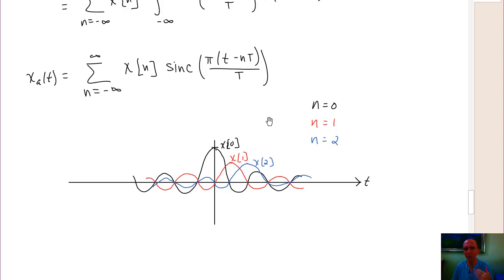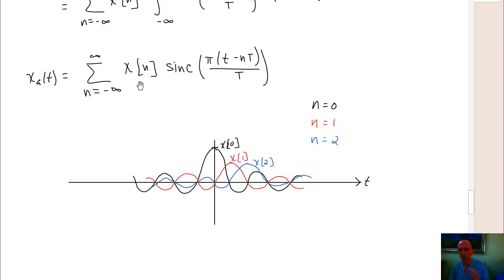We can keep doing this, right? N equal to 2, n equal to 3. If n is equal to 2, it would be shifted to 2t, so the highest point would be 2t, and it would be another sinc function. The only difference is all of these sinc functions have different amplitudes because the x of n are different.